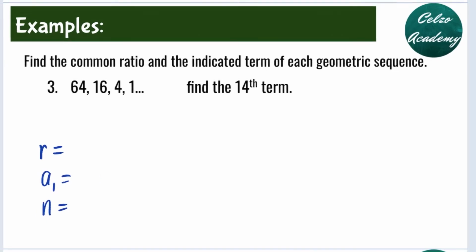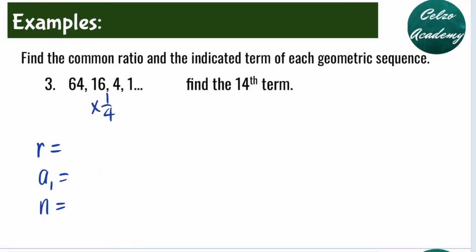The pattern is multiplying the previous term by 1/4, or that's the same thing as dividing by 4. So the common ratio here is not 4, but the common ratio here is 1/4. And you can do that by dividing 16 over 64, 4 over 16, or 1 over 4. All of this will give us a common ratio of 1/4. Our first term is 64, and n is 14 because we were asked to find the 14th term.